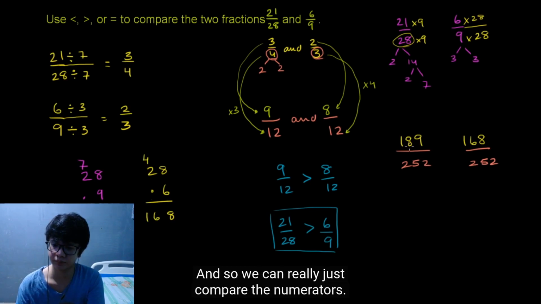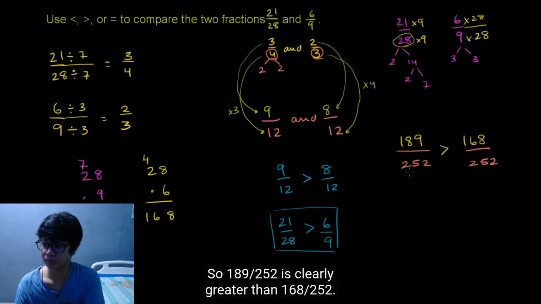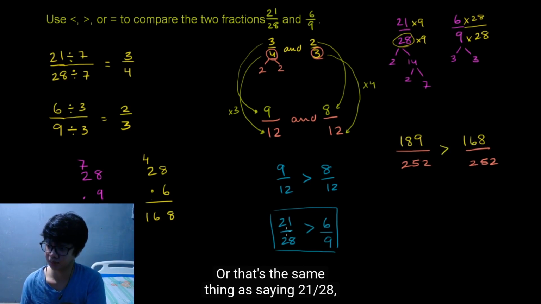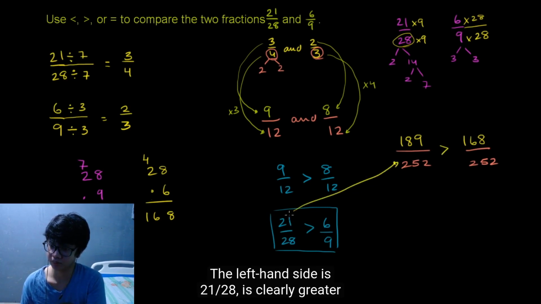And so we can really just compare the numerators. And 189 is clearly greater than 168. So 189 over 252 is clearly greater than 168 over 252. Or that's the same thing as saying 21 over 28, because that's what this is over here. The left-hand side, 21 over 28, is clearly greater than the right-hand side, which is really 6 ninths.